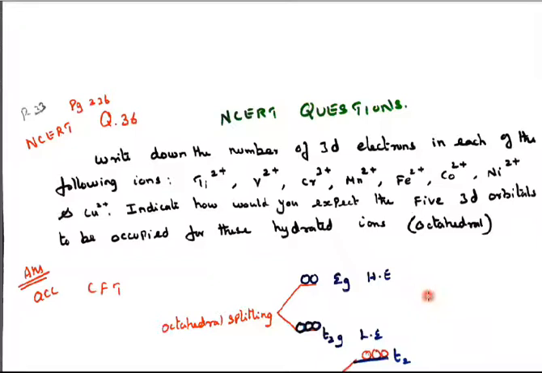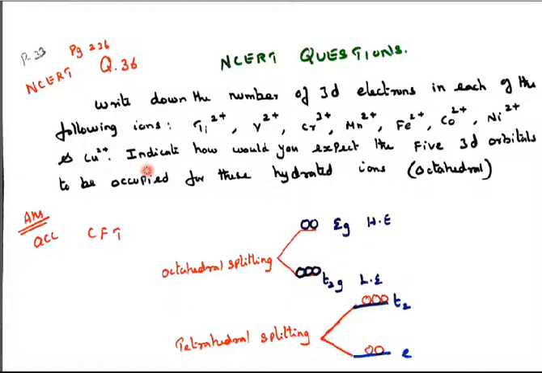Back to the next topic of NCERT questions. Page number 236, question number 36 says: write down the number of 3d electrons in each of the following ions: titanium 2+, vanadium 2+, chromium 3+, manganese 2+, iron 2+, cobalt 2+, nickel 2+, copper 2+. Indicate how you would expect the five 3d orbitals to be occupied for the hydrated ion in octahedral.